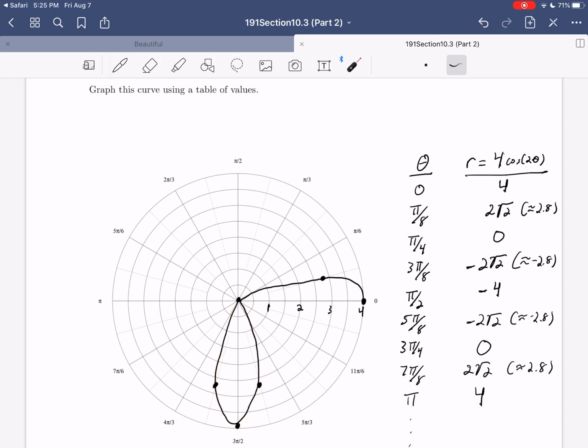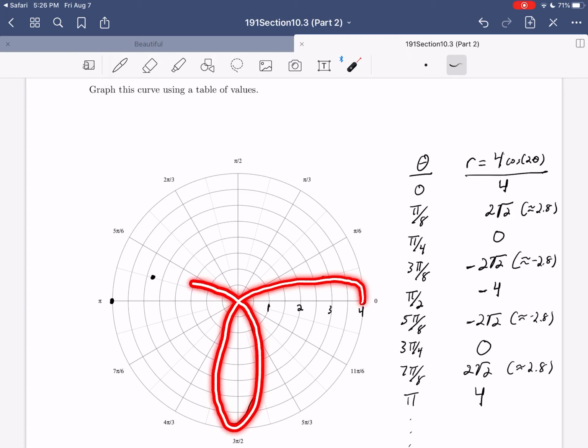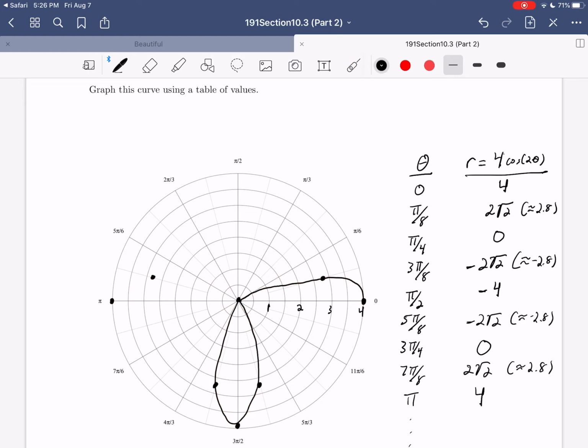All right, I think we also had 7 pi over 8, which is down this way. Notice that that's in quadrant 2, and we do have a positive radius. So that's going to put us half a unit, 1, 1.5, 2, 2.5, somewhere over here. So maybe right about there. And then at pi, we're at 4. So we should be all the way out there. There we go. So remember, we started here, swung in through here, swung down here, swung through here, and now we should swing out to there. So there we go. All right.